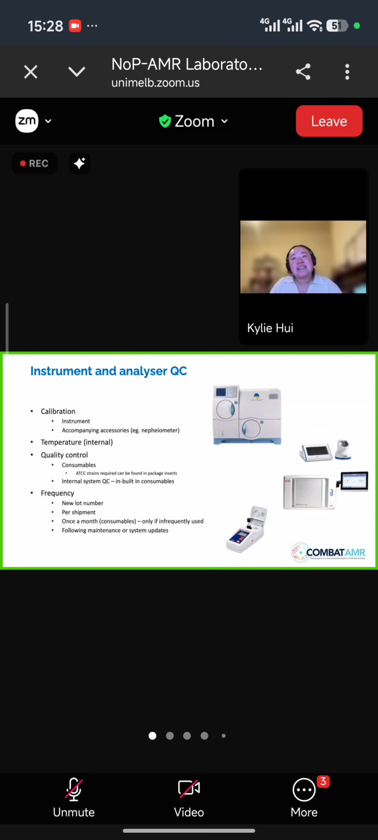The frequency for these analyzers will depend. So per new lot number, per shipment, and once a month for the consumables, only if it's infrequently used. If your machine is not frequently used and collecting dust, you might be able to get away with not doing it as frequently, but it's really important to at least do it once a month if you're not using it often. For labs that are using it often with a high throughput, you probably only need to do QC per new lot number and per shipment.